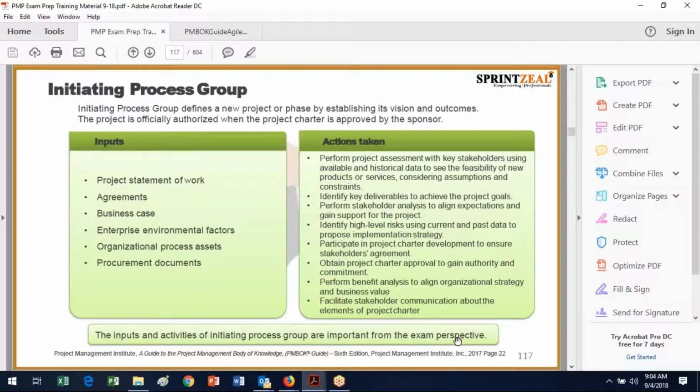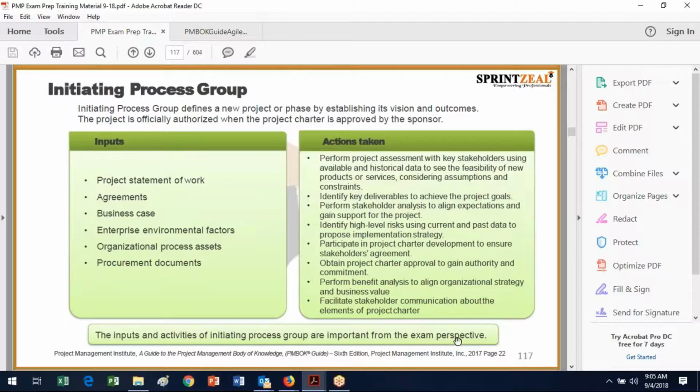So the initiating process group starts something new, and it establishes the vision and the potential hope for outcomes. The project is officially authorized when the charter is approved by the sponsor. The inputs you'd have include the statement of work, which you may get if it's an internal project from a part of your organization. If it's a contract that you bid on, it's the statement of work that the contractor letting the task is putting forth. Then any existing agreements you may have with subcontractors, and a business case. If this is an internal project, you have the business case. If you're doing the project for an external organization, they've developed a business case as to why it's needed.